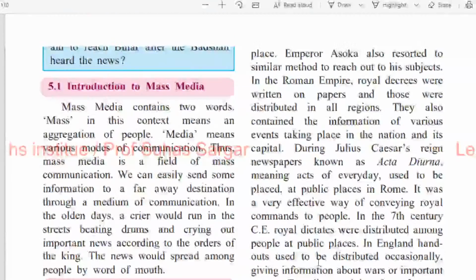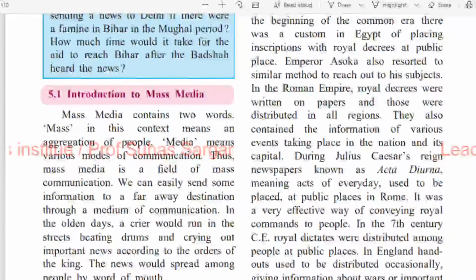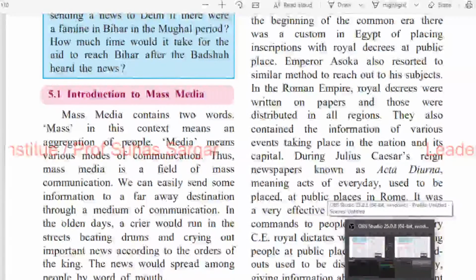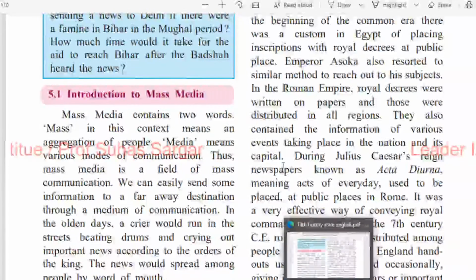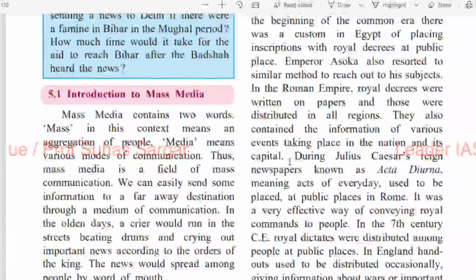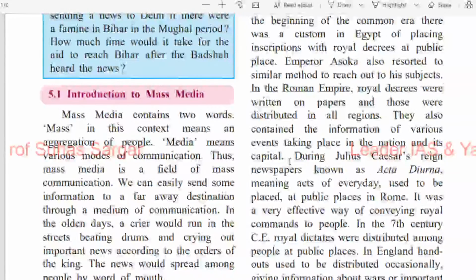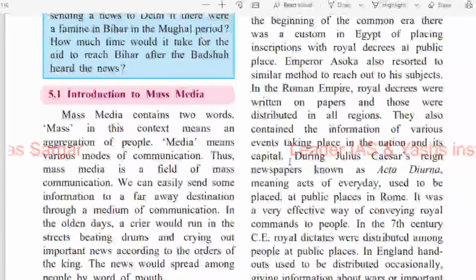5.1 Introduction to Mass Media. Mass media contains two words. Mass, in this context, means an aggregation of people. Media means various modes of communication. Thus, the mass media is a field of mass communication. We can easily send some information to a far-away destination through a medium of communication.